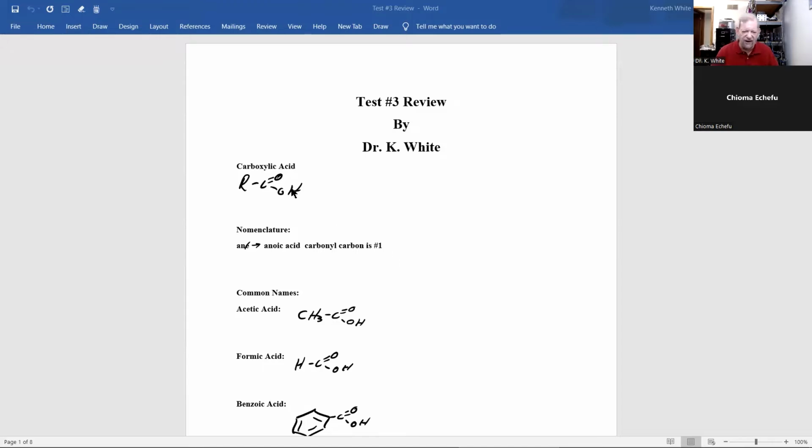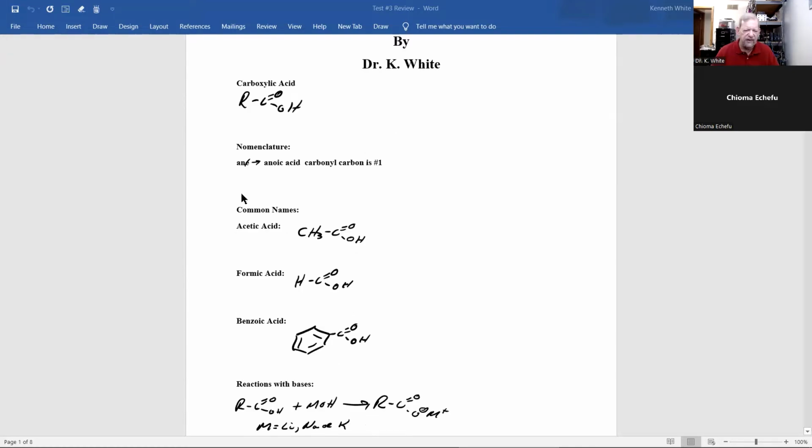First of all, we have a carboxylic acid: carbonyl, hydroxy group, R group. How do you name it? You find the longest chain with the carbonyl carbon, name it as an alkane, drop the E, add OIC, and the word acid. The carbonyl carbon, when you're numbering to place other alkyl groups, is always number 1, but you don't put that number in the name because everybody knows it's number 1.